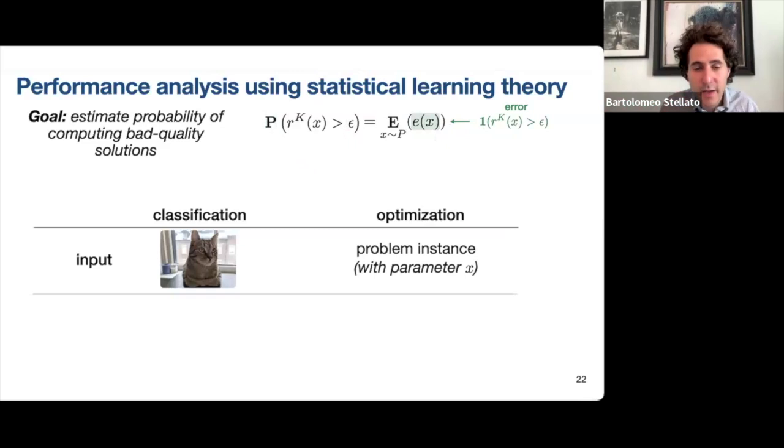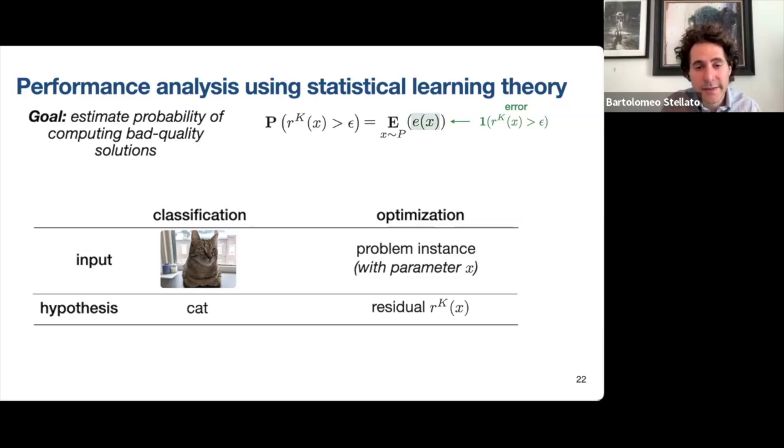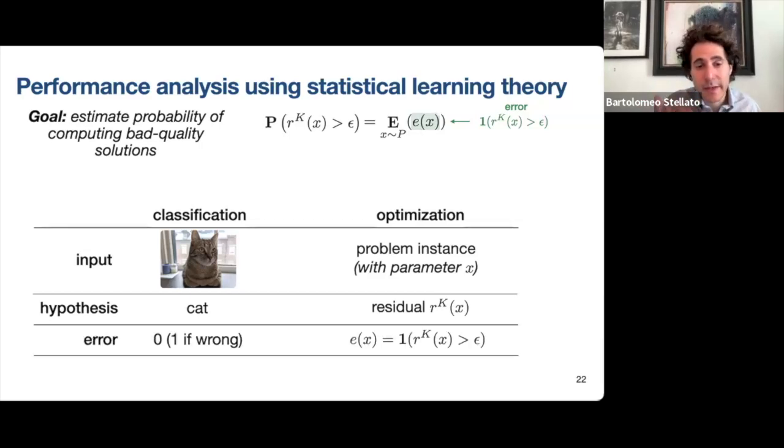So in statistical learning, we want to classify an image. So the input is an image. In our case, the input is an instance with parameter x, for example, an image of a cat. Then the hypothesis is that we either have cat or not, and in our case it is the residual after k iterations when you start from parameter x. Then we have an error in classification, whether or not we classify the image correctly, and in our case the error is whether or not the residual is above or below the threshold.